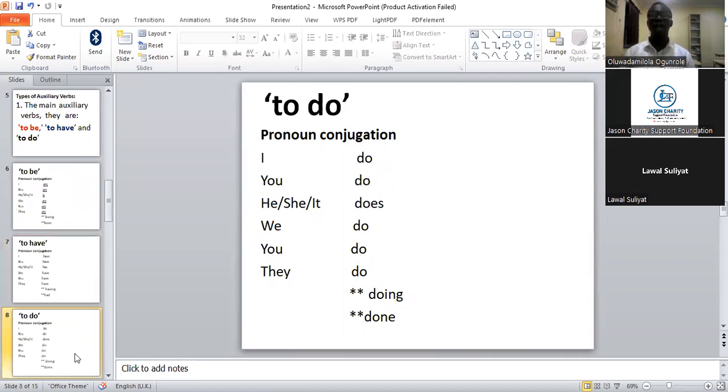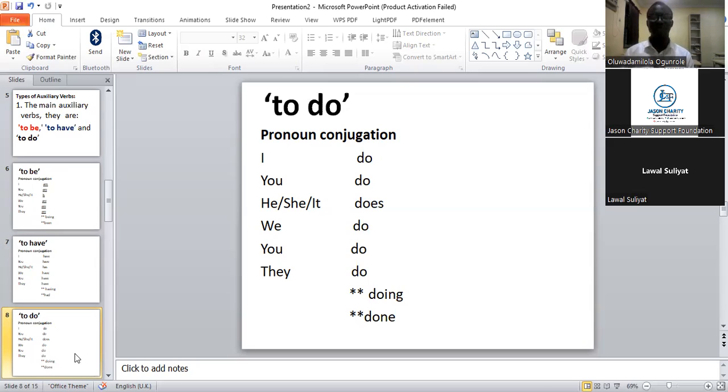Moving on to the verb to do. This is the third and the concluding one of the main auxiliary verbs. And for the pronoun conjugation, we have I do for the first person, you do for the second person, and he or she or it does.